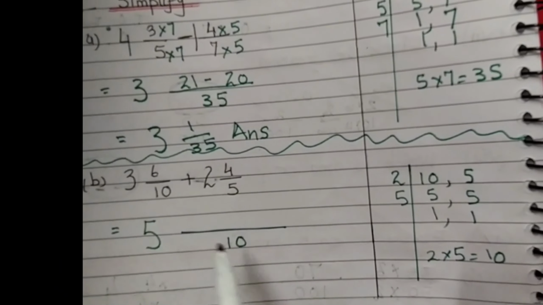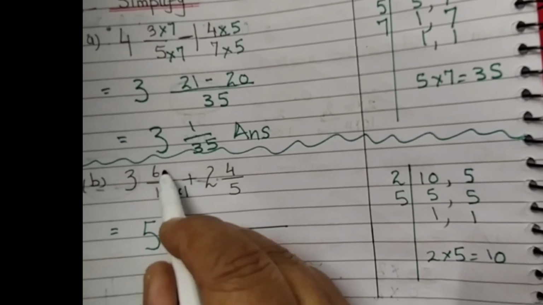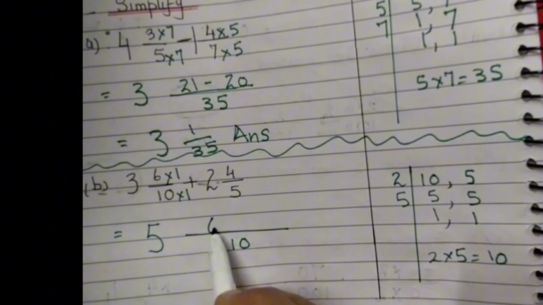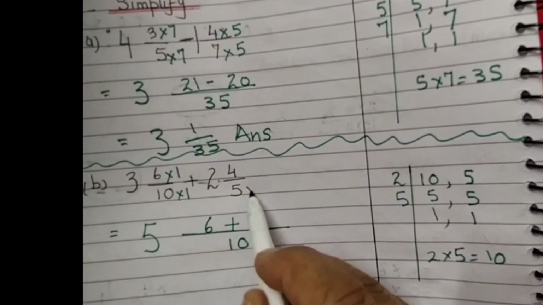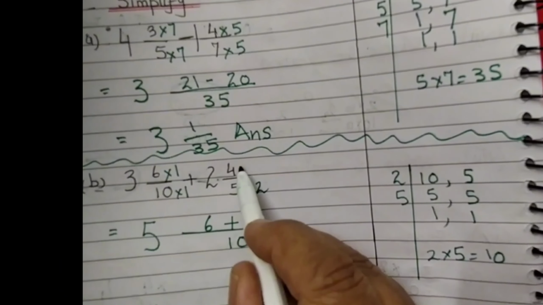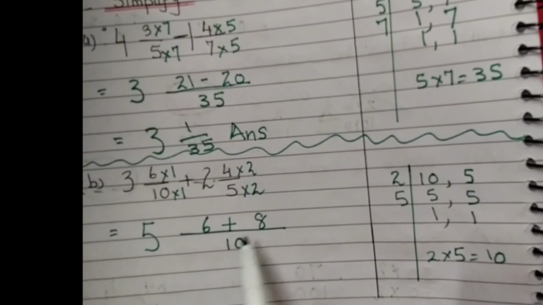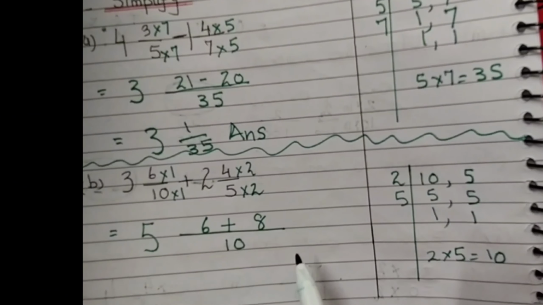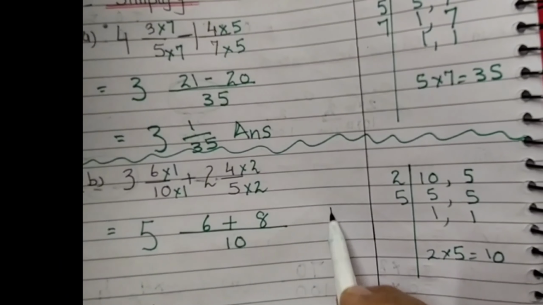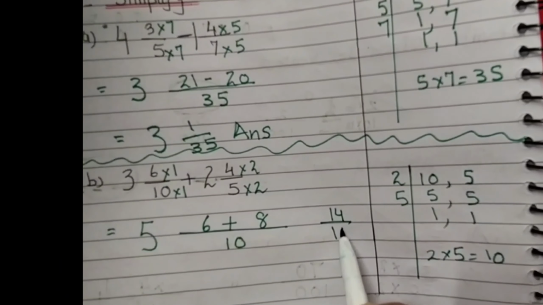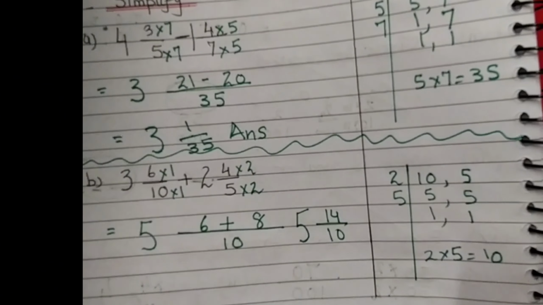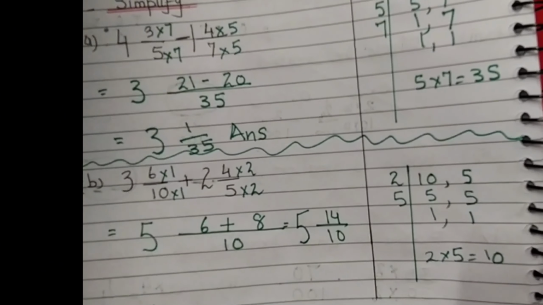10 is our LCM. 10 times 1 is 10. 6 times 1 gives me 6. Plus sign. 5 times 2 is 10. 4 times 2 is 8. So when you add up the figures, 8 plus 6, 9, 10, 11, 12, 13, 14. 14 upon 10. 5 whole 14 upon 10 is my answer.